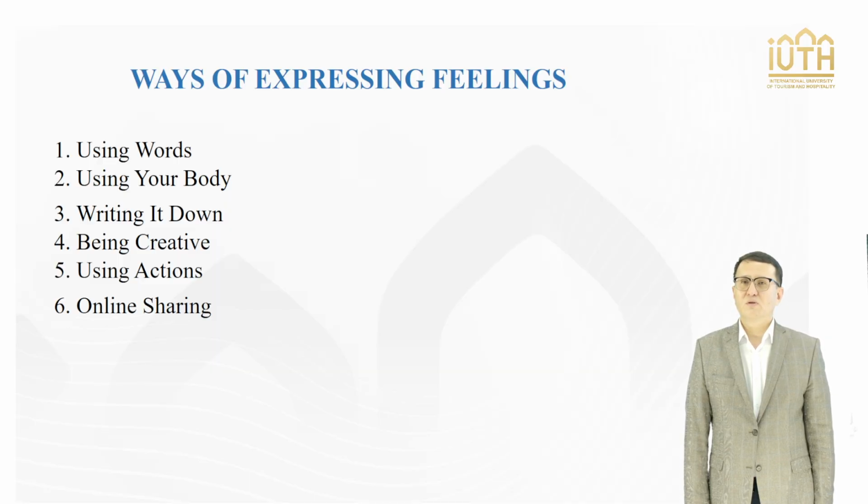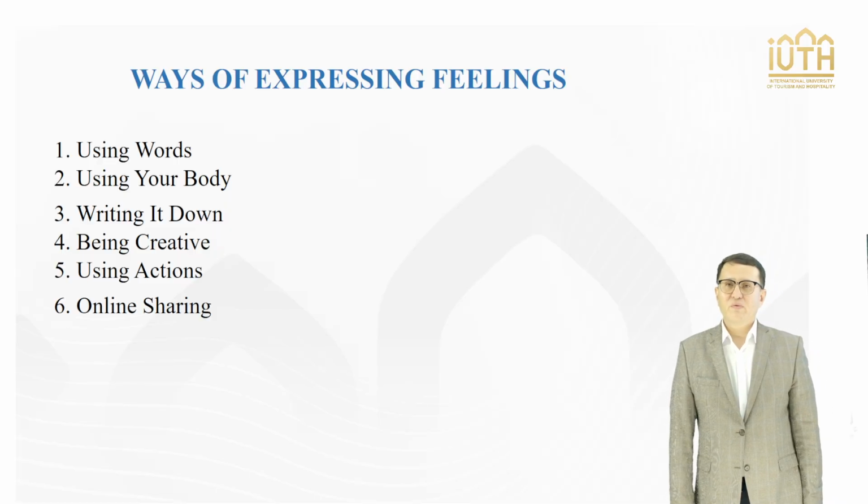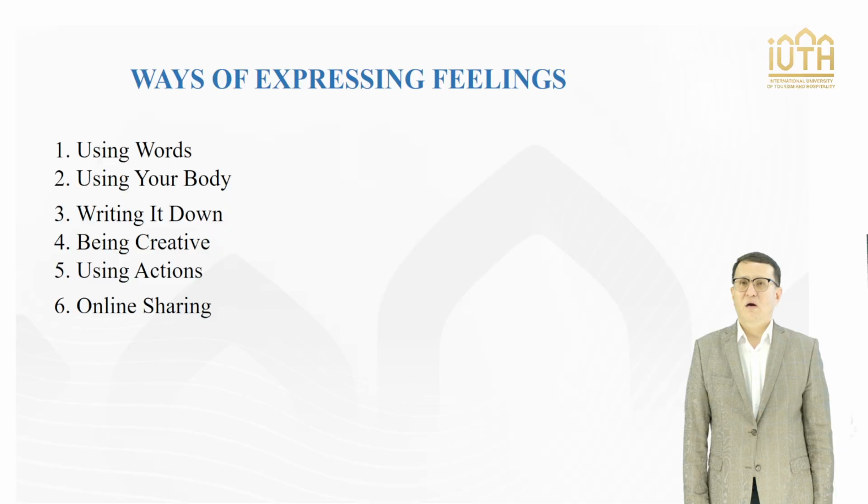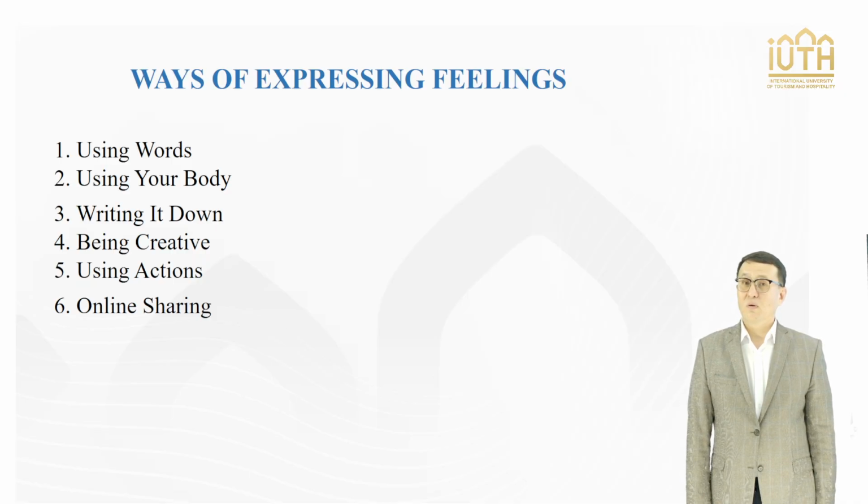The third one, writing it down. You can write in a journal, make up stories, or write poems or letters to share your feelings. Fourth, being creative. You can show your emotions through drawing, painting, dancing, singing, or acting. Fifth, using actions. A hug, high five, or clapping hands can show love, support, or excitement. The sixth one is online sharing. You can use email or messages to tell others how you feel through texts or posts.